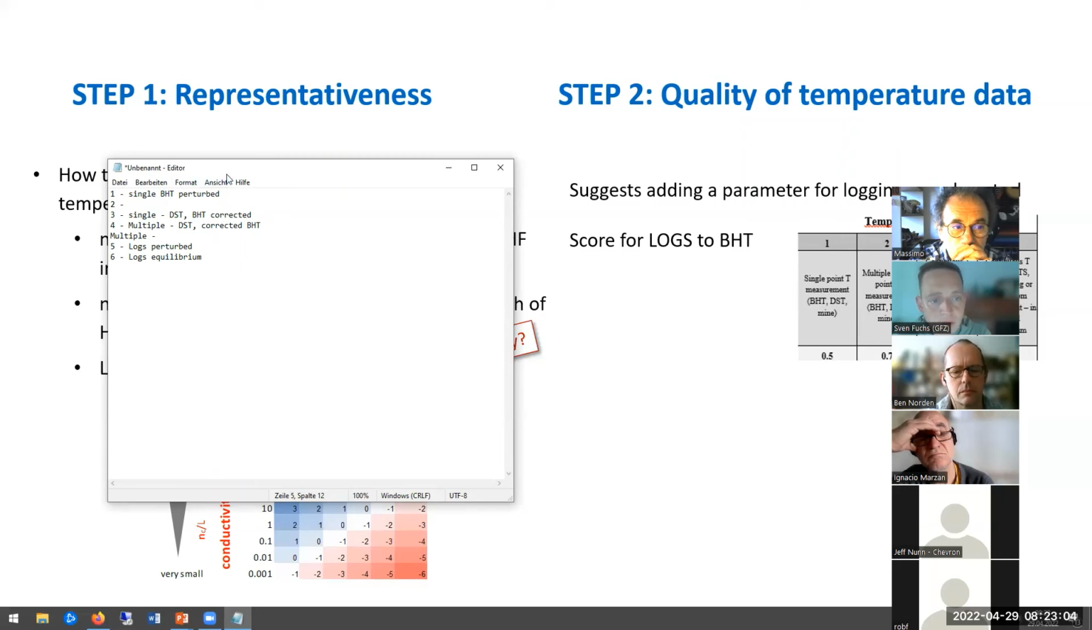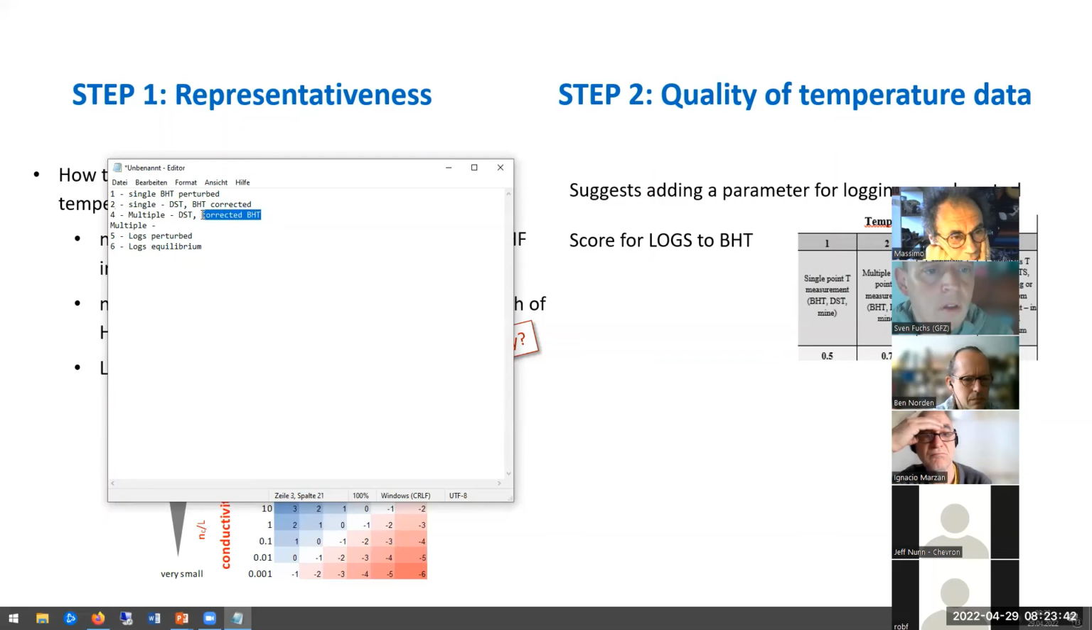So the number 4, as I've got it, would be perturbed, and the next one would be corrected. Okay, the next. So you've got single BHT perturbed. Yes. Single DST BHT corrected. Yes. Multiple BHT or DST perturbed or inadequate correction, and then multiple BHT DST corrected.